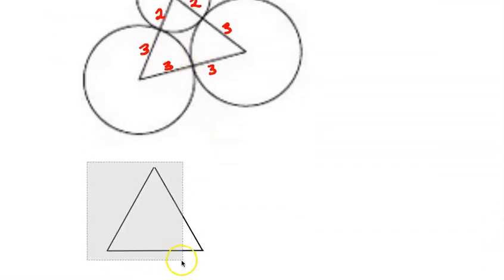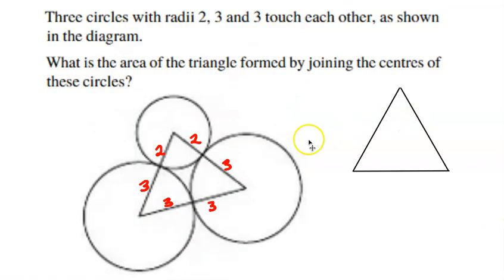Okay, so let's bring out the triangle. So this is the triangle. On this side, 2 plus 3 is 5, and then this other side, 2 plus 3, is also 5, and the base is 6. So this is an isosceles triangle, and let's draw a line from the apex to the base.